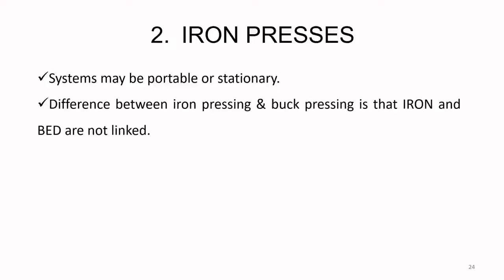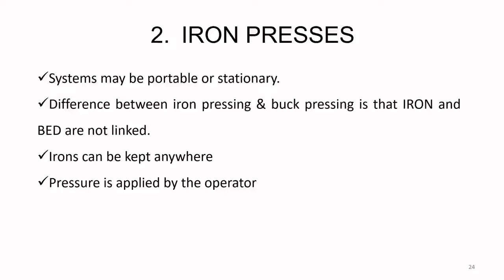Now, the difference between iron pressing and buck pressing is that iron and bed are not linked. So the first one that we saw, the buck pressing, had a head. The head was connected with the rest of the system. In this case, the iron is not connected with the system. You can pick up the iron and move it whichever way you want to. So the iron and the bed are not linked. That is the difference between iron press and buck press. And the iron can be kept anywhere.